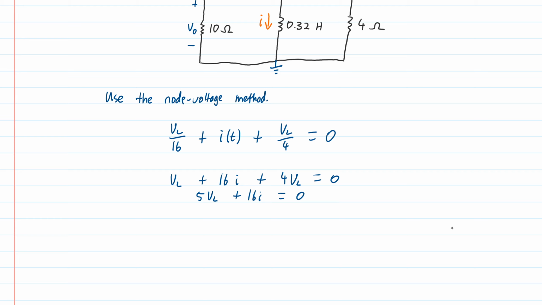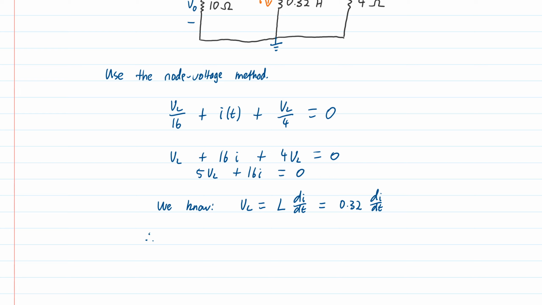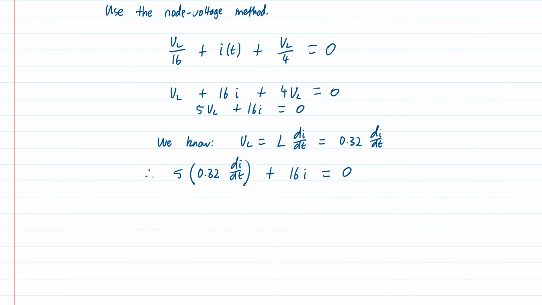Now at this point I need to try and eliminate one of these variables. And the thing I haven't used yet is the definition of inductor voltage. So we know that the voltage on an inductor is L times di dt, and in this particular case L is 0.32 henries, so 0.32 times di dt. So we can substitute that one in, and this will give us 5 times 0.32 di dt plus 16I is equal to 0. So 5 times 0.32 is 1.6. So I have 1.6 di dt plus 16I is equal to 0.